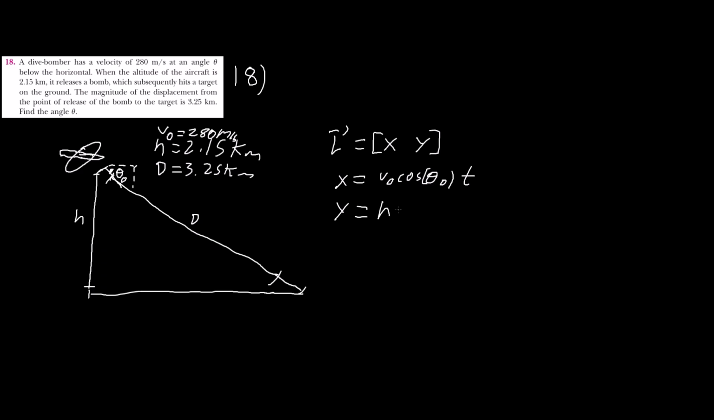Y, the position for y, is going to be h plus, or minus in this case, v naught sine of theta naught t minus g over 2 t squared. So this whole thing will plot up the graph, and this is going to be x in terms of t, y in terms of t.